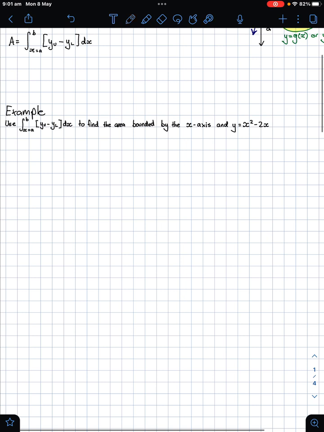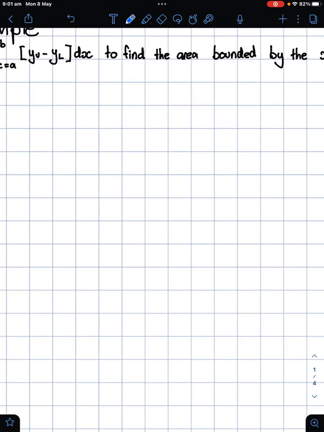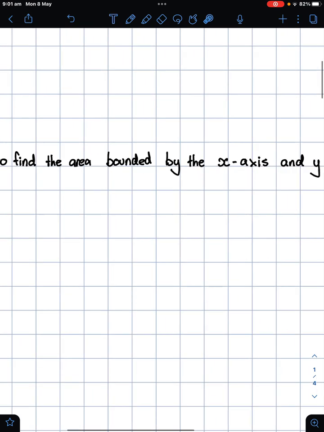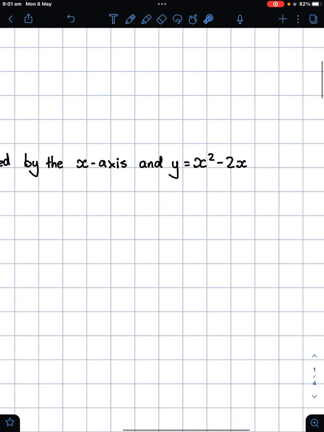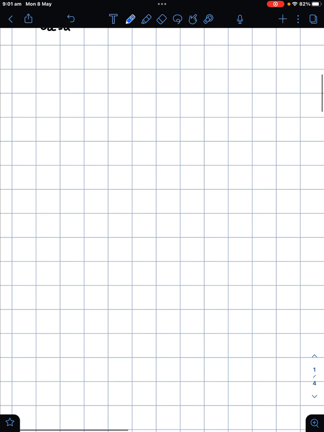So let's just do this together. Okay, so let's go to the blue. Use the integral from x equals a to b of y upper take y lower dx to find the area bounded by the x-axis and y equals x squared take 2x. So we'll quickly draw the function up. The first step, and maybe we'll build a checklist while we do this, is you need to graph it. You need to check what it looks like.